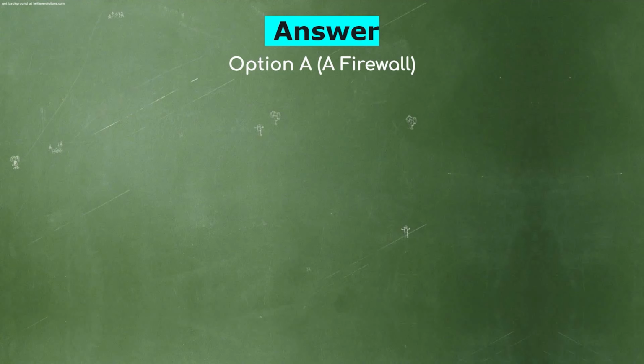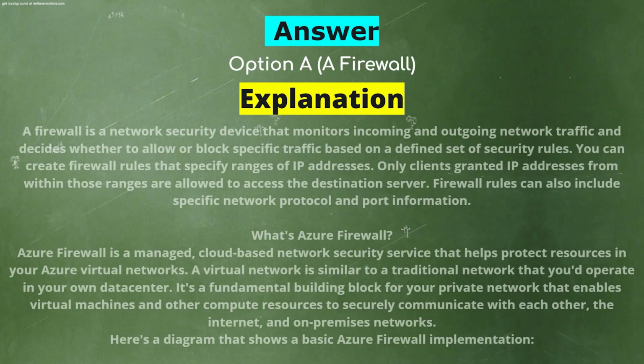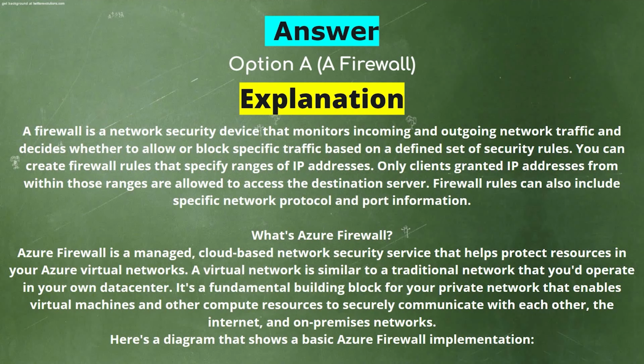A firewall. Explanation. A firewall is a network security device that monitors incoming and outgoing network traffic and decides whether to allow or block specific traffic based on a defined set of security rules. You can create firewall rules that specify ranges of IP addresses. Only clients granted IP addresses from within those ranges are allowed to access the destination server. Firewall rules can also include specific network protocol and port information.